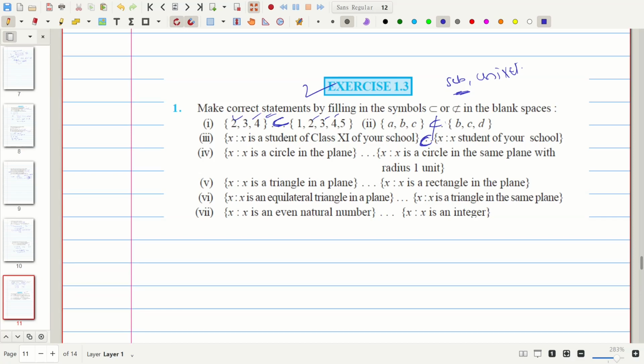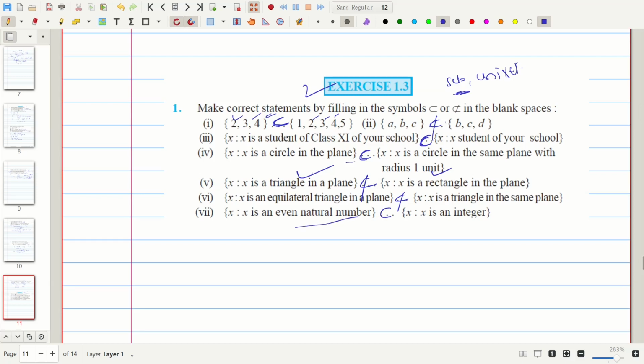Next, the third one is a subset, and the fourth one is also a subset. And the fifth one? Triangle and rectangle are different, therefore it is not a subset. The sixth one is not a subset either: an equilateral triangle and a triangle in the same plane are not equal. And the seventh one is a subset.